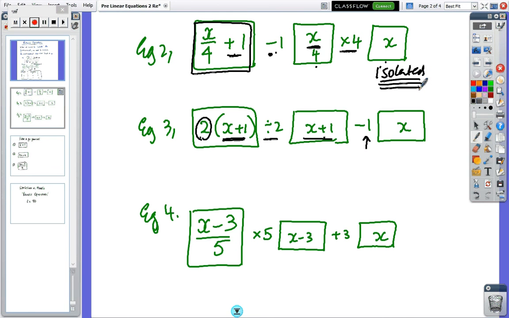Okay, in example 4, the last thing I did was I divided by 5, so I have to times it by 5 to get the x minus 3, and then to get rid of minus 3, I plus 3, and then I've isolated x. So copy that down, and we'll have a look at another example.